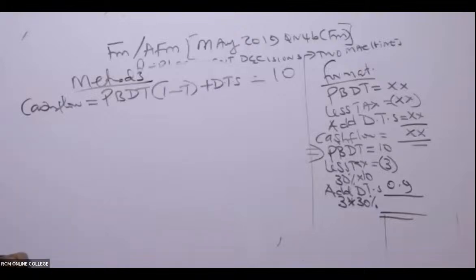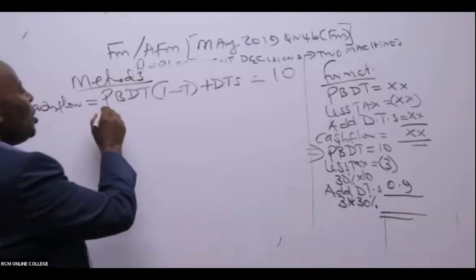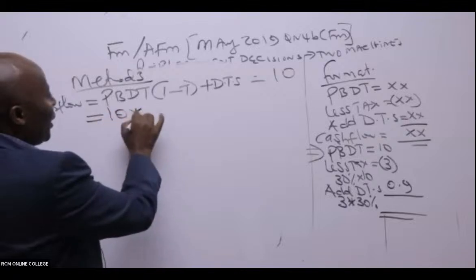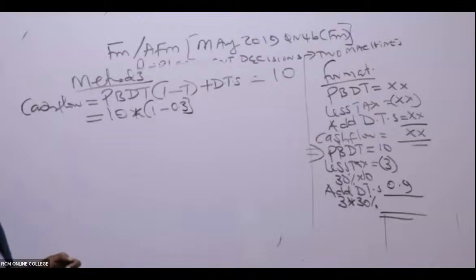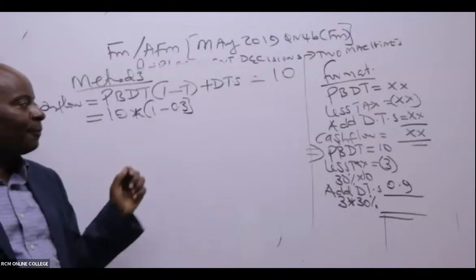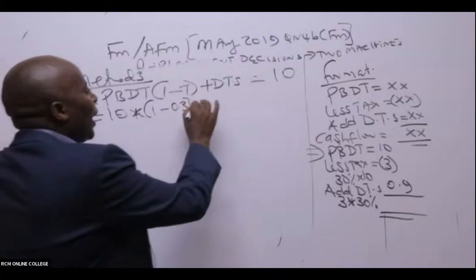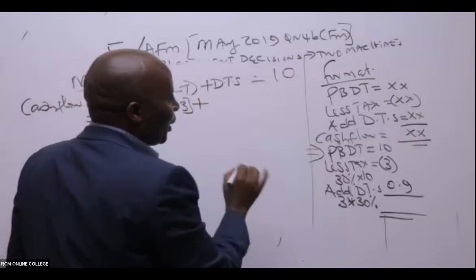Method number 3. So do we have this PBDT? Oh, yes, we do. It is 10 times 1 minus rate of tax, which is 30%. 30% is the same as 0.3. And then we shall come and add a depreciation tax shield.